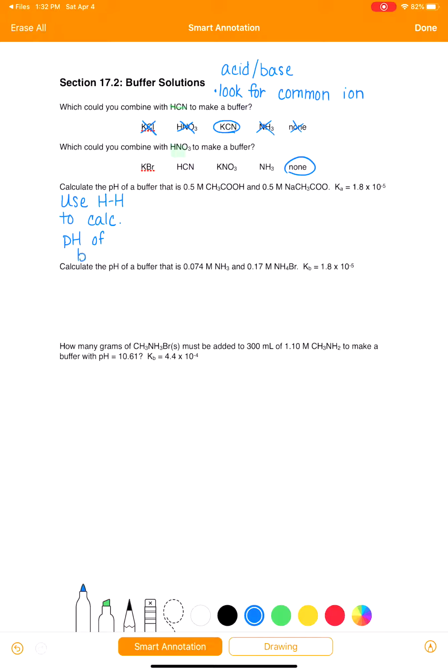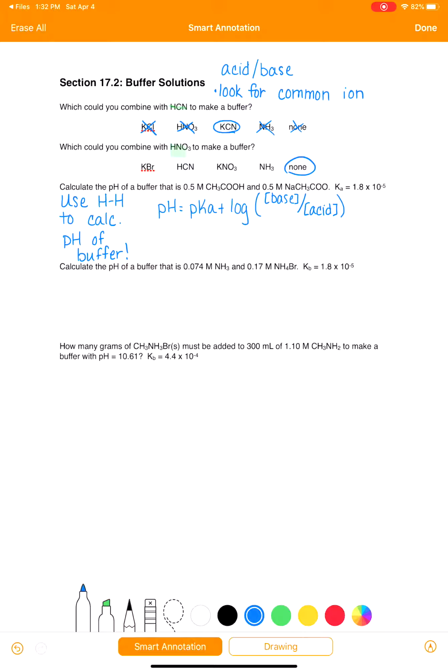And we should use this equation because it is way faster than making an ice table. Although we certainly could make an ice table if that's what we wanted to do. Look up the Henderson-Hasselbalch equation. You don't have to have it memorized. pH equals pKa plus the log of the concentration of the base over the concentration of the acid.